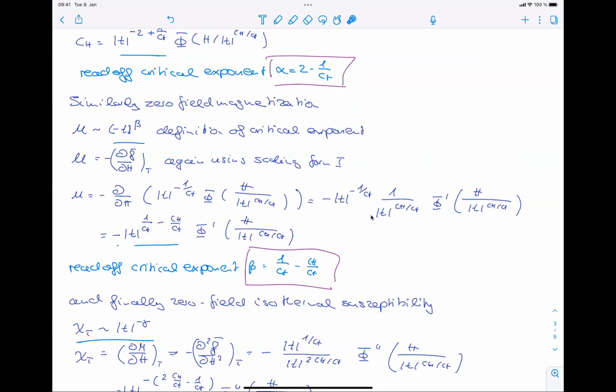And I suspect that it's to do with the minus sign here, that we're defining the direction of the magnetization, because the magnetization would be 0 from the other side, like if we approach from higher temperatures. That's my assumption, but I need to look it up.